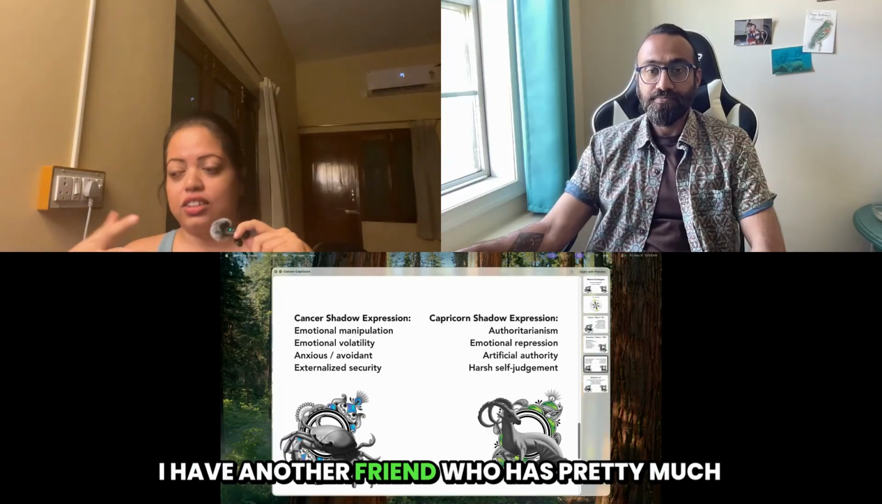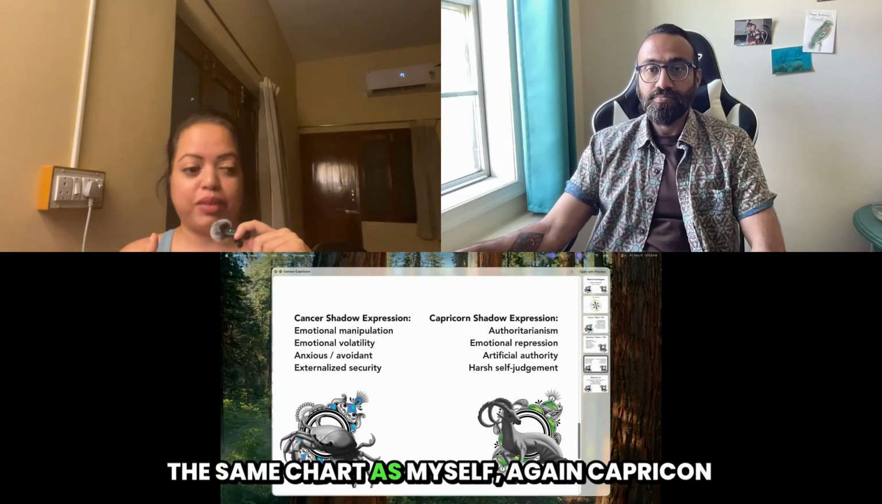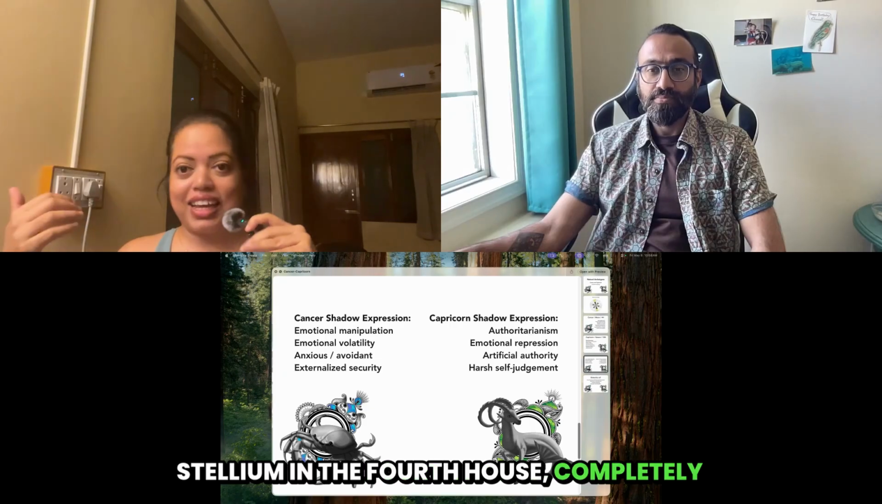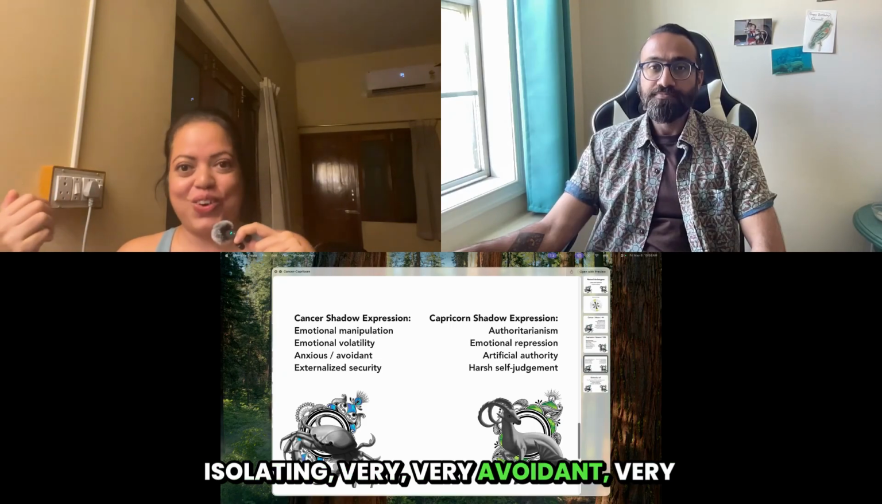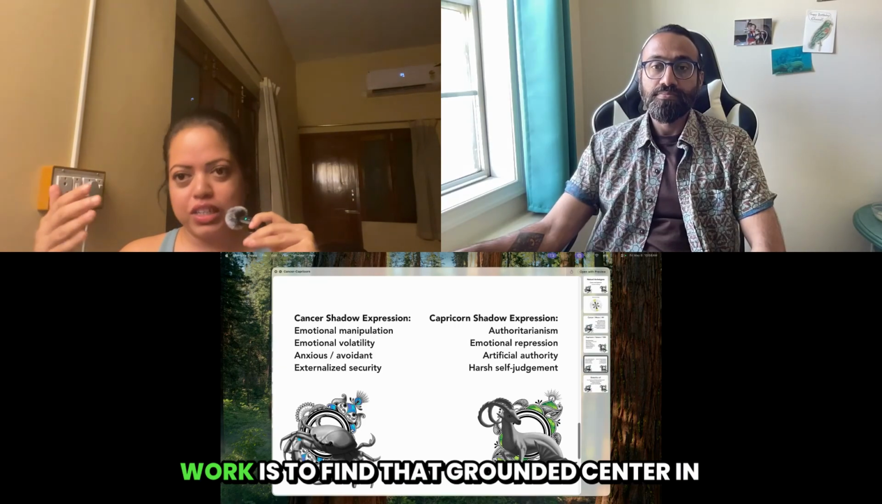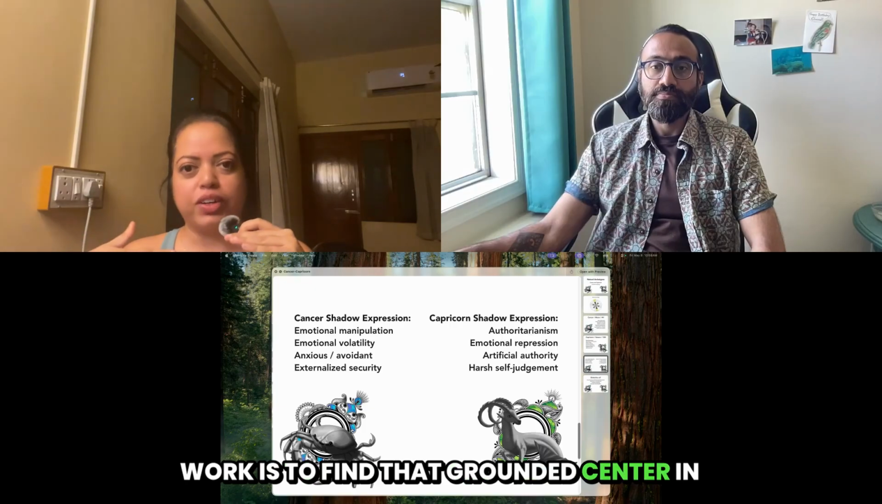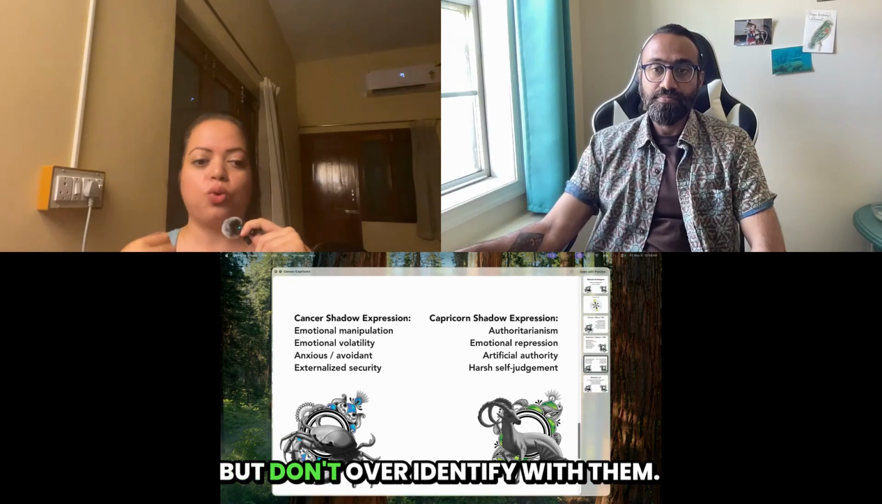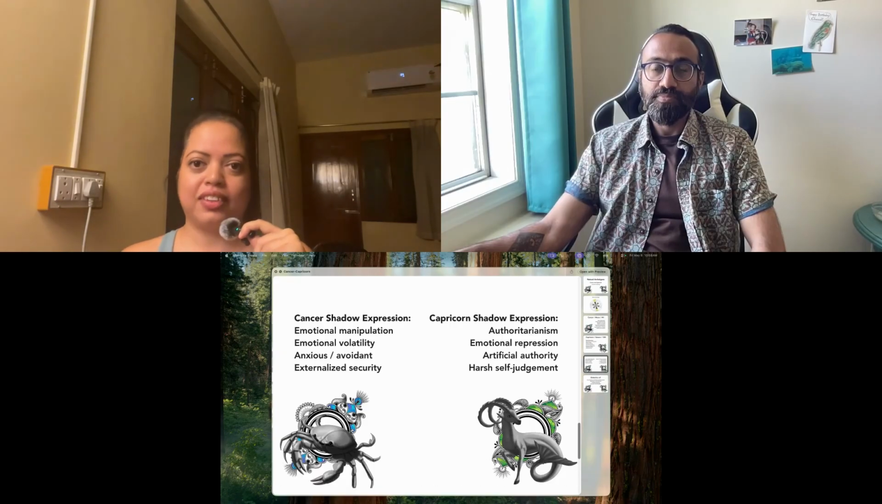I have another friend who has pretty much the same chart as myself. Again, Capricorn stellium in the fourth house, completely isolating, very, very avoidant, very emotionally repressed. So yeah, these are the shadows, and the work is to find that grounded center in between, where we feel emotions, but don't over-identify with them.